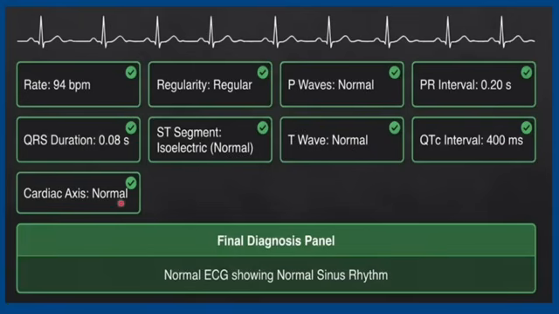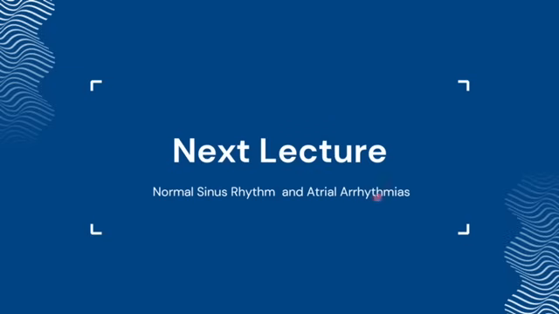By reaching this point, we have completed the videos of the normal ECG. And next time, we'll start talking about normal sinus rhythm, and from normal sinus rhythm, we will start to move to the pathology. So we'll speak next time about atrial arrhythmias, and then we'll continue the videos looking at different types of arrhythmias, and then myocardial ischemia, hypertrophy, and bundle branch blocks.